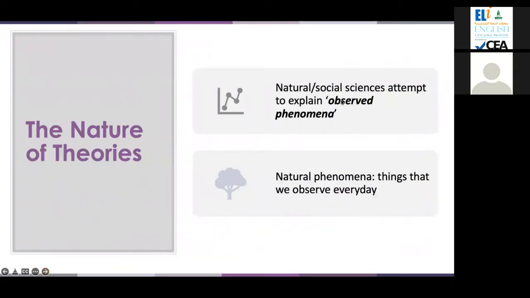Now to start, let's talk about the nature of theories. We want to explore together what a theory is in simple terms. In everyday life situations, we encounter phenomena that we cannot explain, and a theory attempts to give us an explanation for that phenomenon. If I start with a simple everyday life situation that every one of us can encounter.